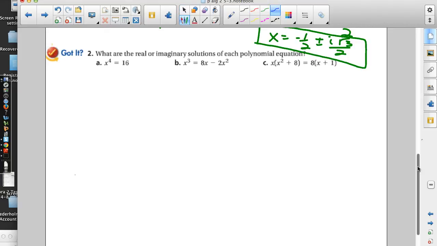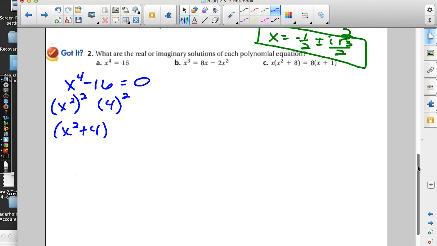So based on what we just did with the last one, what is your instinct on A? You've got to move it over. We have to, or we're going to miss some stuff. Looking for power situations. Is it possible this is a difference of two squares? It is. This is a perfect square, it's x squared squared. This is a perfect square, it's 4 squared. It is a difference of two squares. So it'll be x squared plus 4 times x squared minus 4 equals 0.